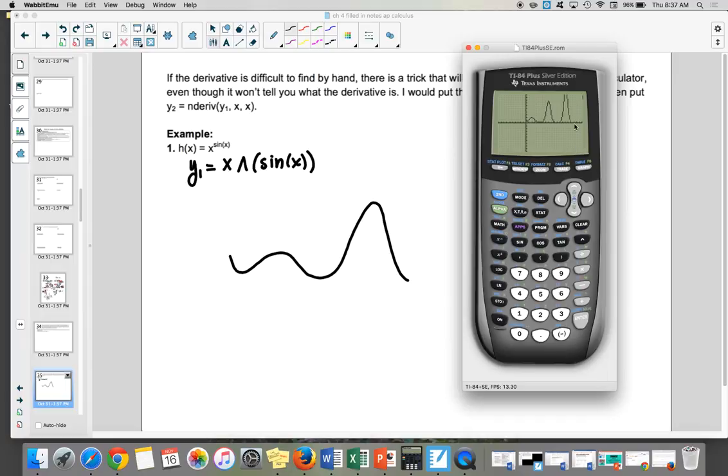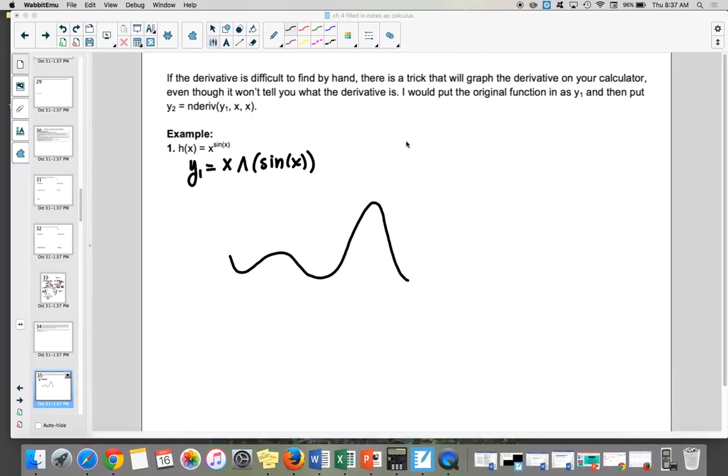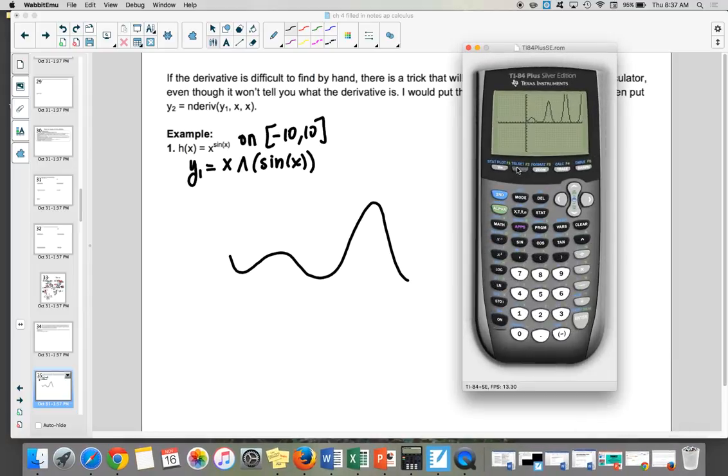Okay, so it's getting bigger and bigger and bigger. I probably should have given you an interval. So let's say on negative 10 to 10, because I don't want to find all of them. So let's put our window negative 10 to 10. You can do zoom standard, so zoom 6, or you can just put it in negative 10 to 10. Okay, and that's what our graph looks like.